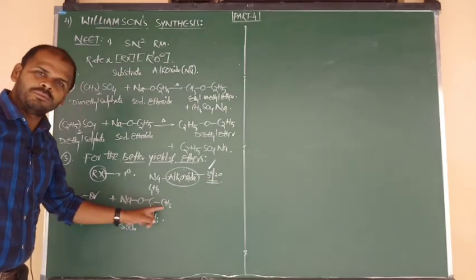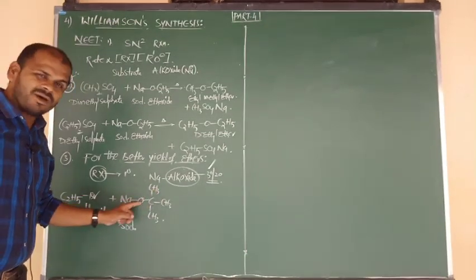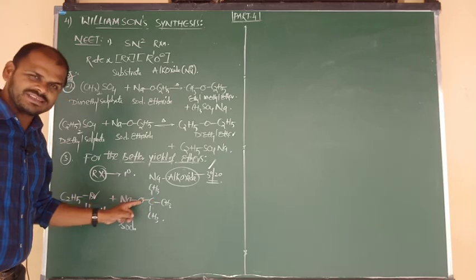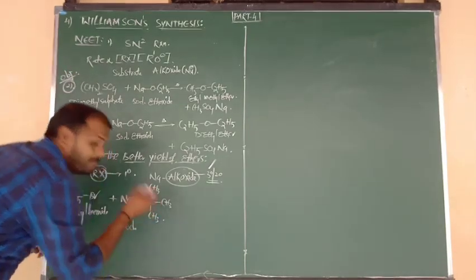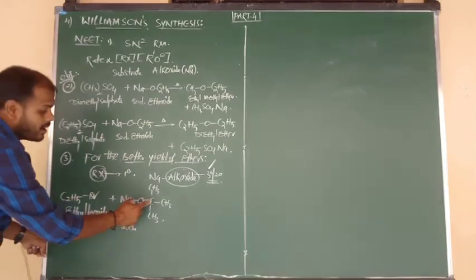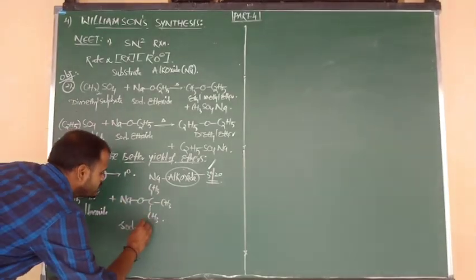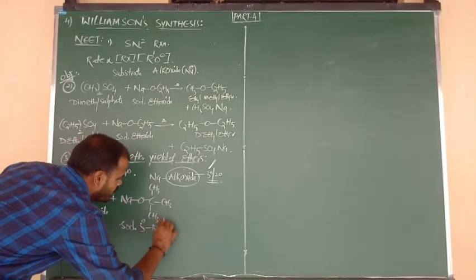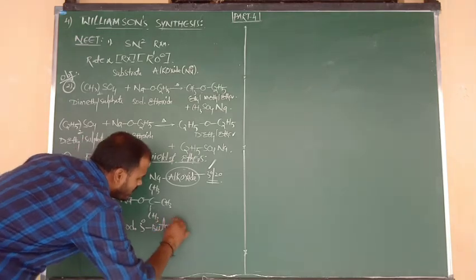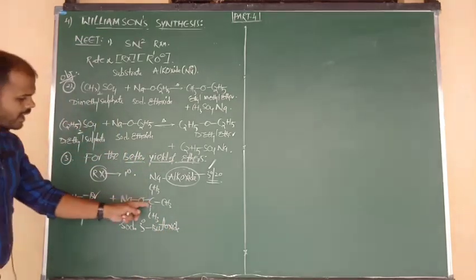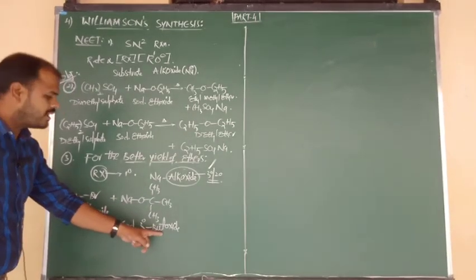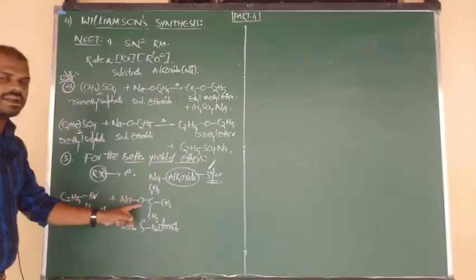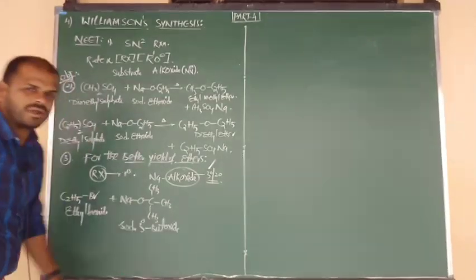1, 2, 3, 4, a butyl group. One carbon with oxygen is methoxy, two carbons with oxygen is ethoxy, but this is four carbons with oxygen. So we have to say butoxide, but which butoxide? The carbon is connected to 3 carbons, so we have to say tertiary butoxide. Once again, sodium, carbon connected to 3 carbons, tertiary, total 4 carbons, butoxy group, connected to O minus. Simply we say butoxide.